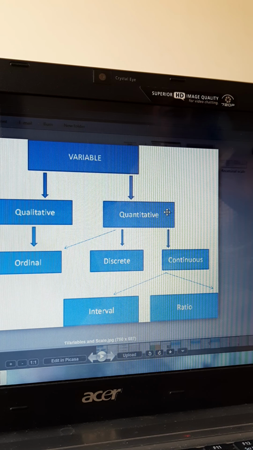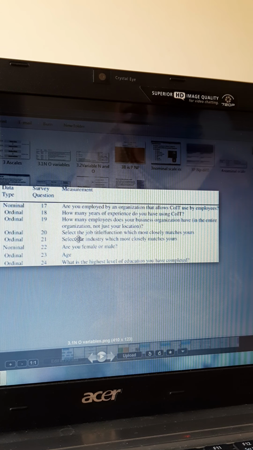Why? Because 2, 3, 4, like that you have numbers. They can tick one number. Employees. How many employees does your business organization have? So that is ordinal data. Like that, age, ordinal data. Education, ordinal data. Highest level of education. Why is it ordinal data? Because they have given 10th, 12th, BCom, MCom, PhD. So you have which is the lowest, which is the highest.